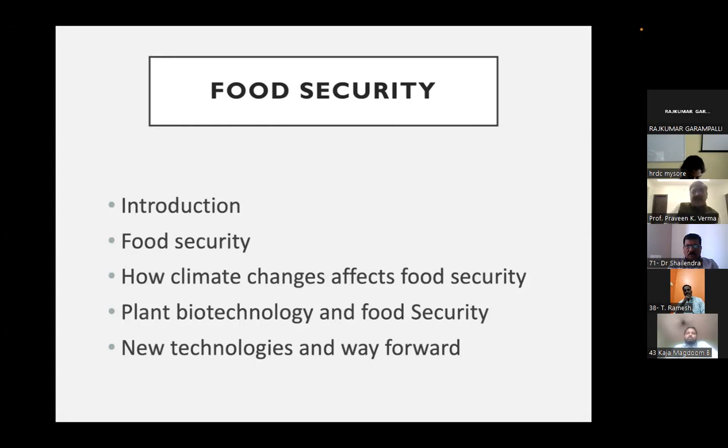What I'm going to discuss today is mostly the introductory part of food security, then food security itself, how climate change affects food security, plant biotechnology and food security, and new technologies and the way forward. The last point I'll be elaborating more compared to the previous points.